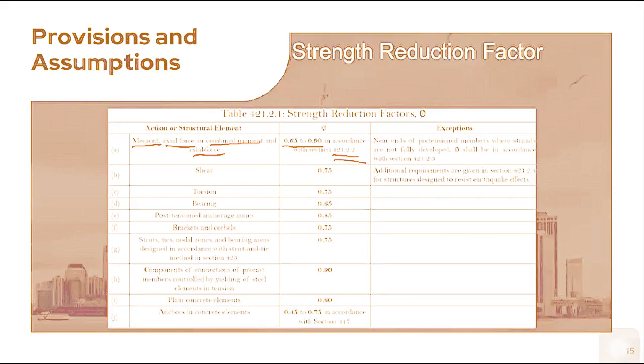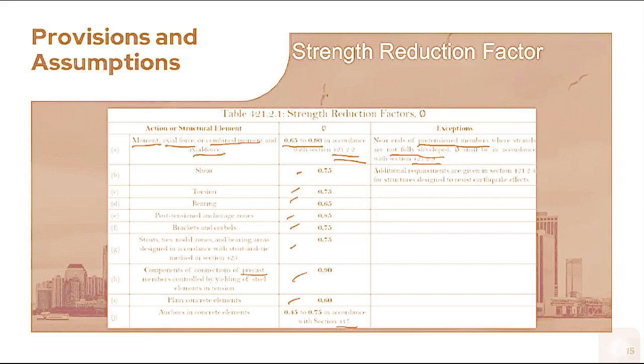But there are exemptions. If it is a pre-tensioned member where strands are not fully developed, phi shall be in accordance with 421.2.3. For shear, 0.75. For torsion, 0.75. Bearing, 0.65. Post tension, 0.85. Brackets and corbels, 0.75. For struts, ties, nodal zones, and bearing areas, 0.75. Components of connections of precast, 0.9. Plain concrete elements, 0.6. And anchoring elements, that is based on section 417.